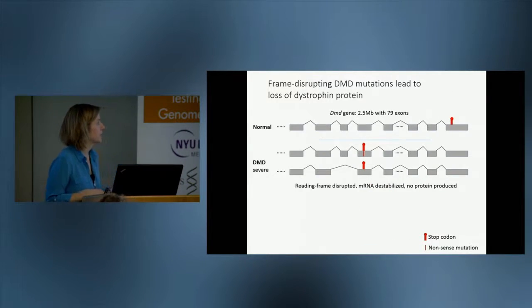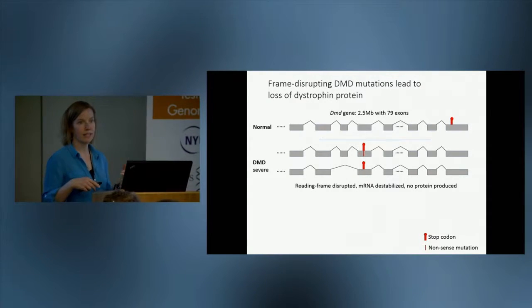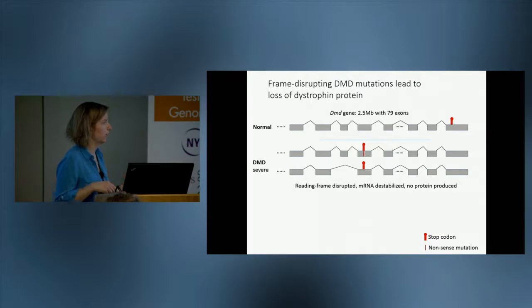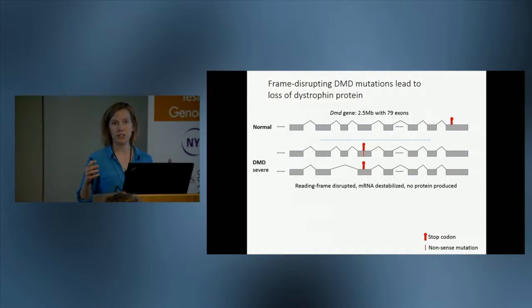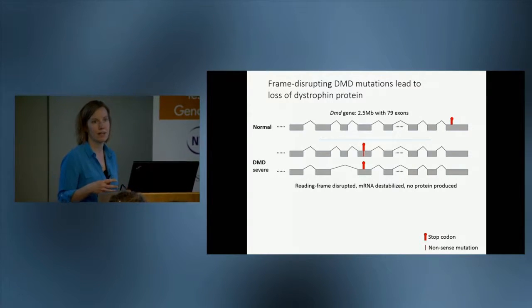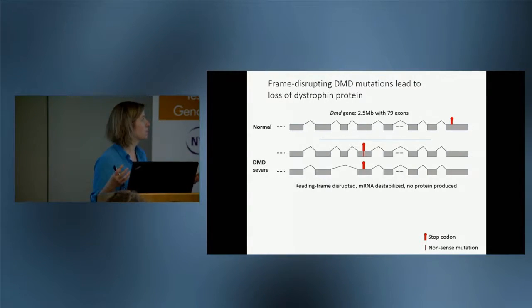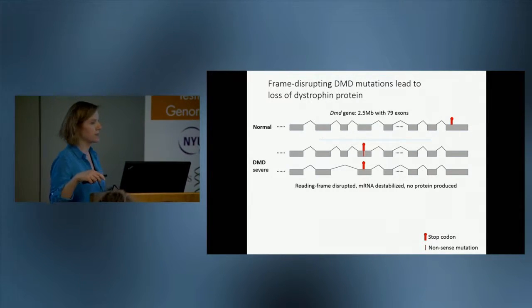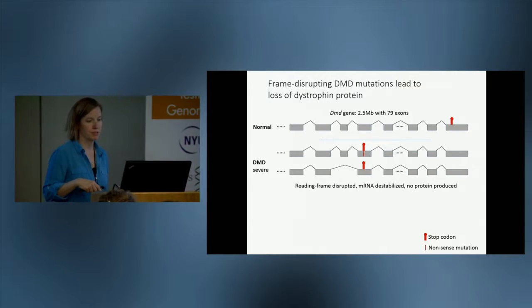So mutations, as I mentioned, that cause Duchenne muscular dystrophy and lead to this severe, progressive, and deadly disease disrupt the normal reading frame of the DMD gene, which is encoded in a very large amount of DNA. It's 79 exons and comprises actually a full % of the X chromosome. These mutations can include insertions, deletions, and point mutations that disrupt the reading frame. This destabilizes the mRNA, and you have no protein product.